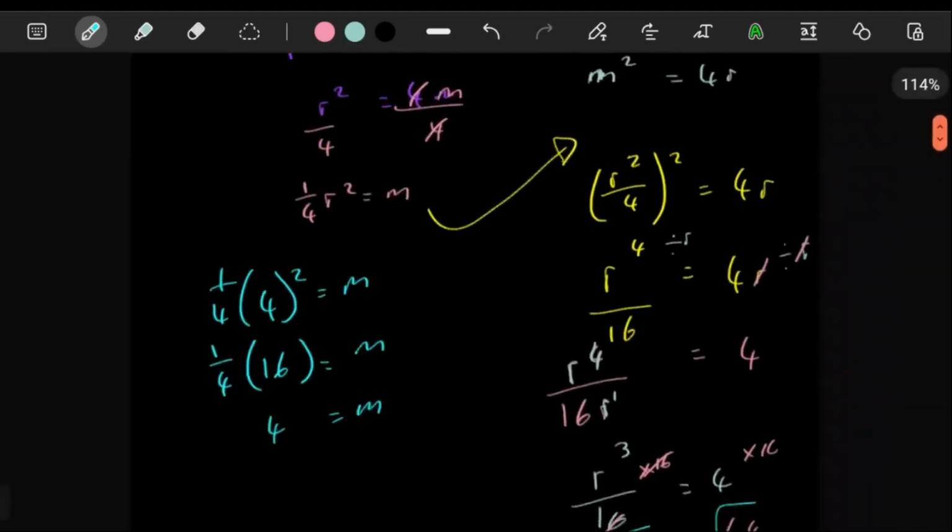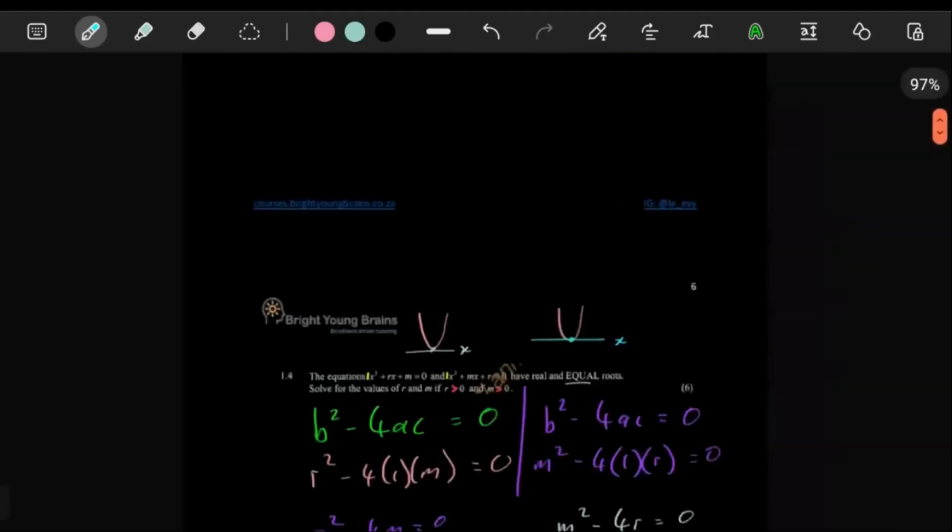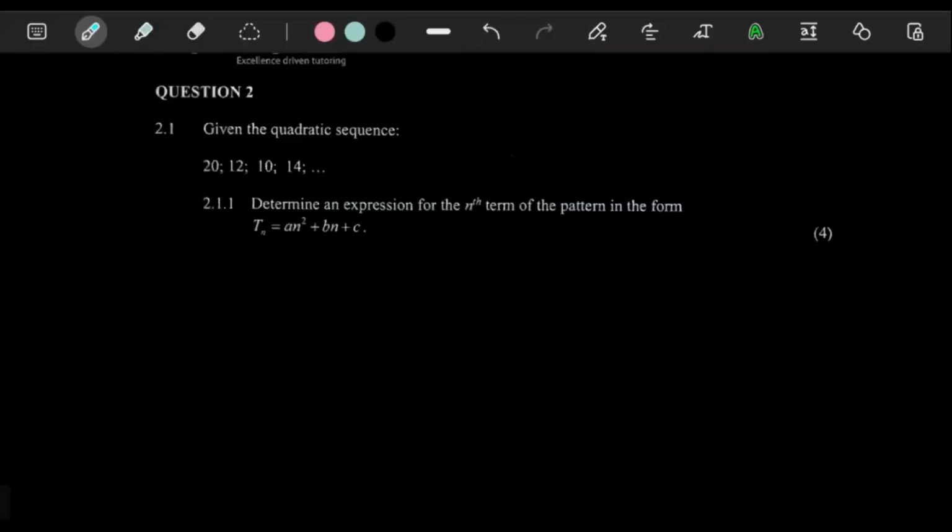So let's move on to question number 2. So we know we're dealing with sequences and series now. With sequences and series, the one thing you want to keep in mind is that the questions would normally be straightforward, whether it's prelims or finals. It says here, given the quadratic sequence, determine an expression for the nth term, 3 marks.